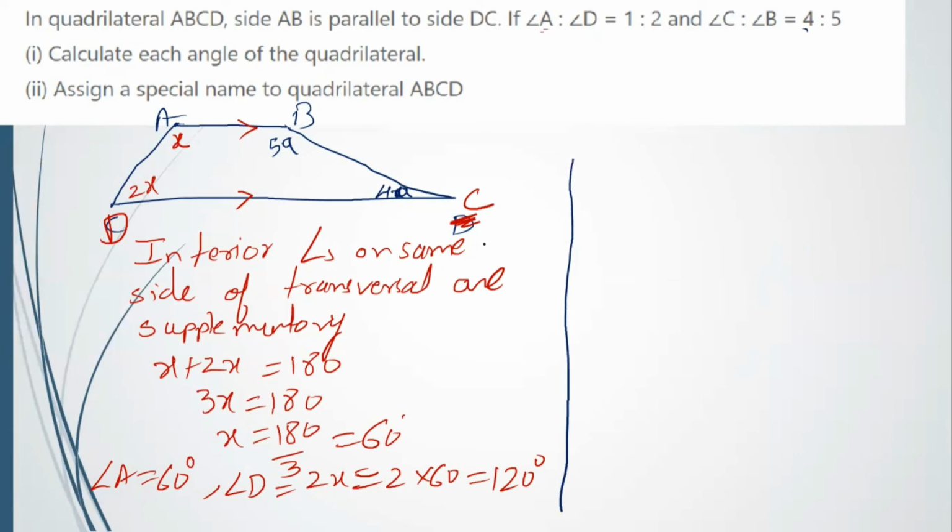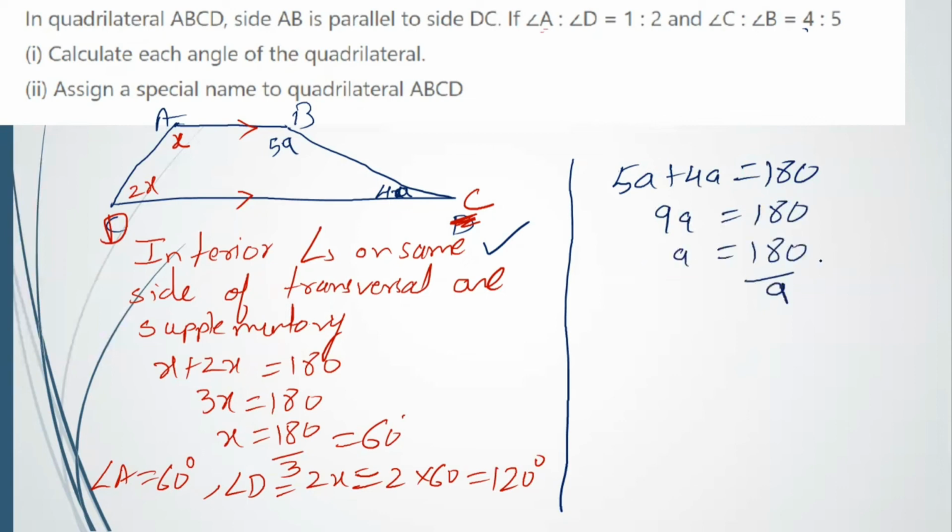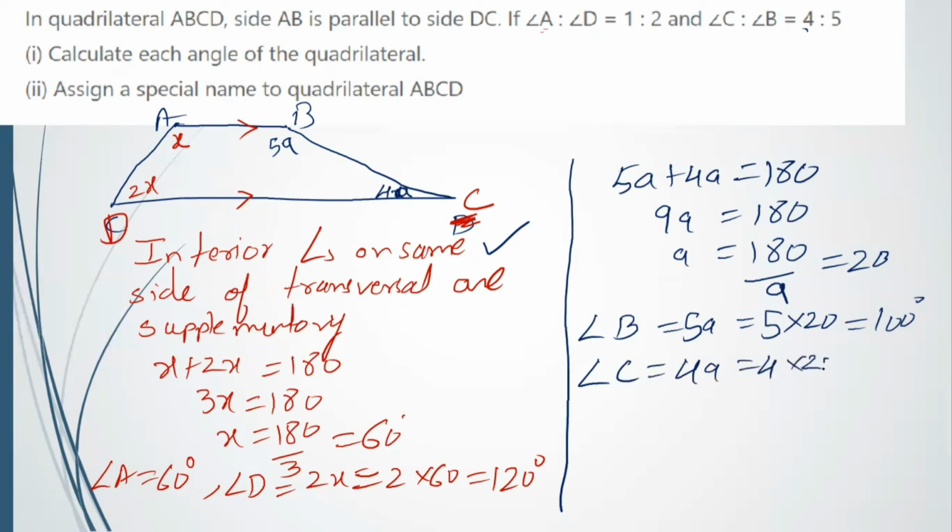Again, the same property we will be using: interior angles on the same side of the transversal are supplementary. Using this, I get 5A plus 4A is equal to 180 again. So 9A is equal to 180. So A is equal to 180 divided by 9, which is 20 degrees. Okay, value of A is 20. So angle B is 5A, which is 5 into 20, which is 100 degrees, and angle C is 4A, that is 4 into 20, which is 80 degrees.